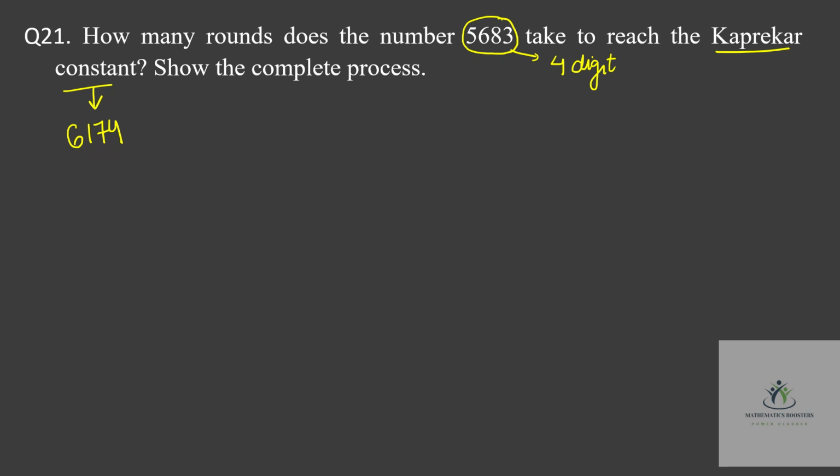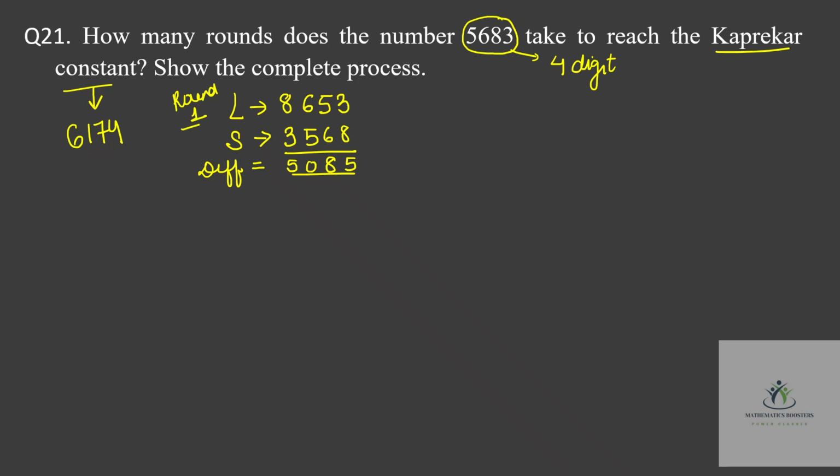So start with the largest number formed by using 5683. So this is 8653. The smallest number using the same digits is 3568. What is the difference? The difference is 5085. This is round 1. We are not getting 6174, so we'll move to round 2.